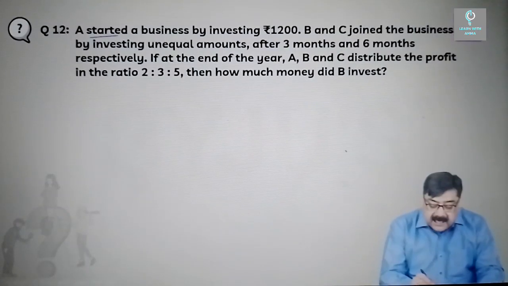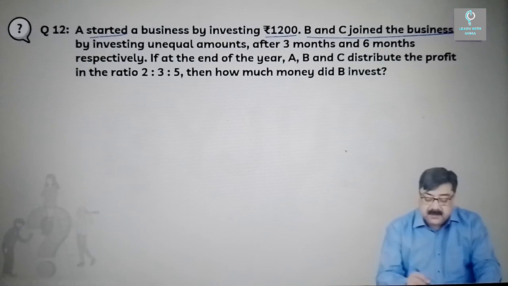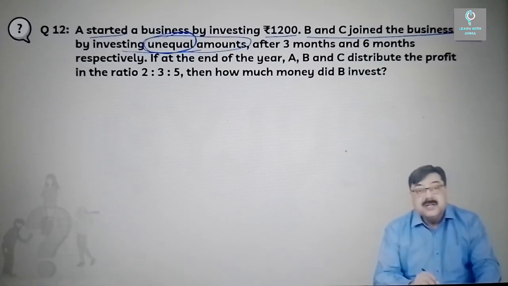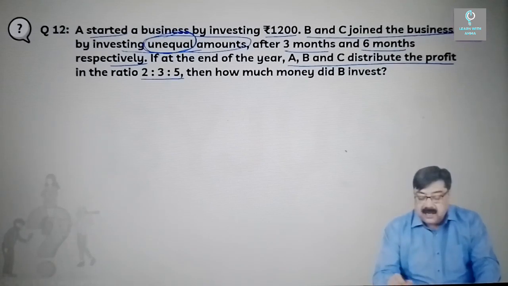Next question. A started a business by investing rupees 1,200. B and C joined the business by investing unequal amounts. See, unequal amounts. After 3 months and 6 months respectively. If at the end of the year, A, B and C distribute the profit in the ratio 2:3:5, then how much money did B invest?